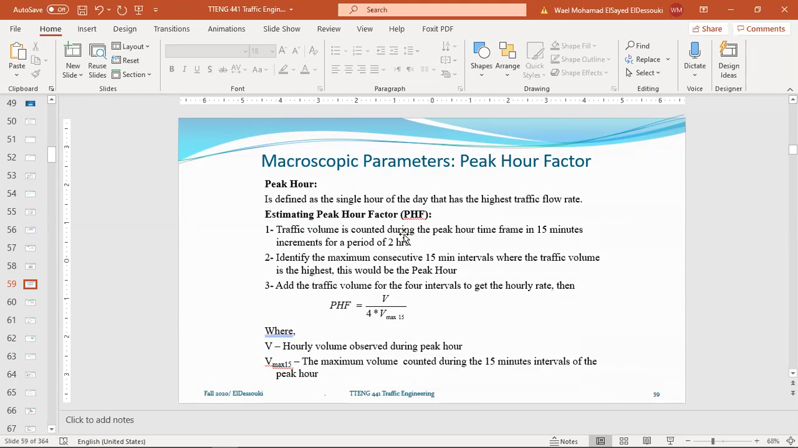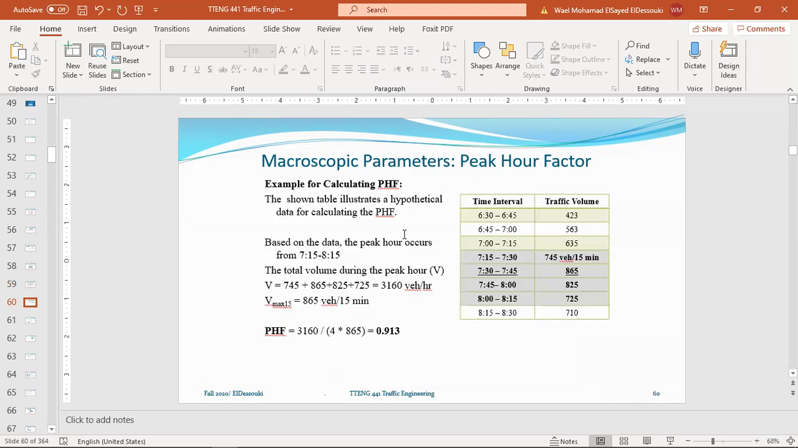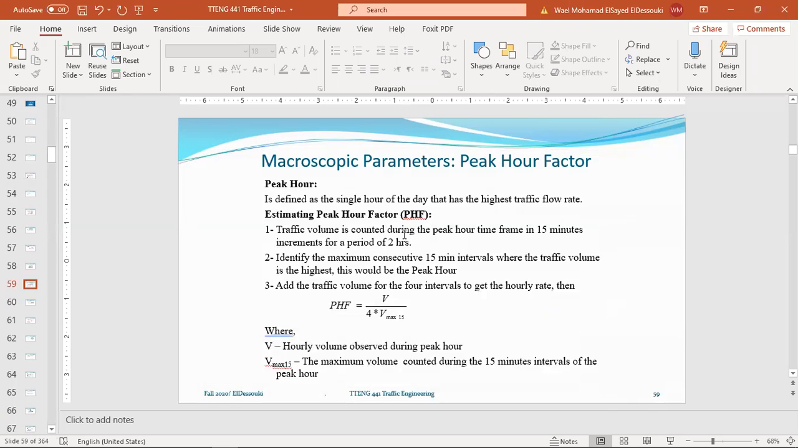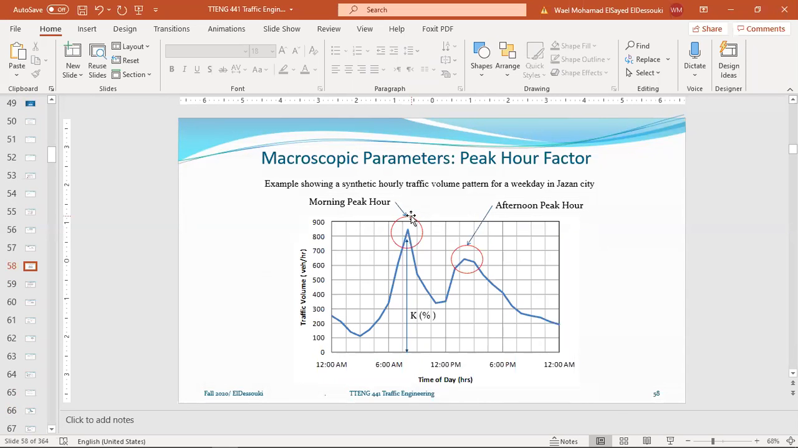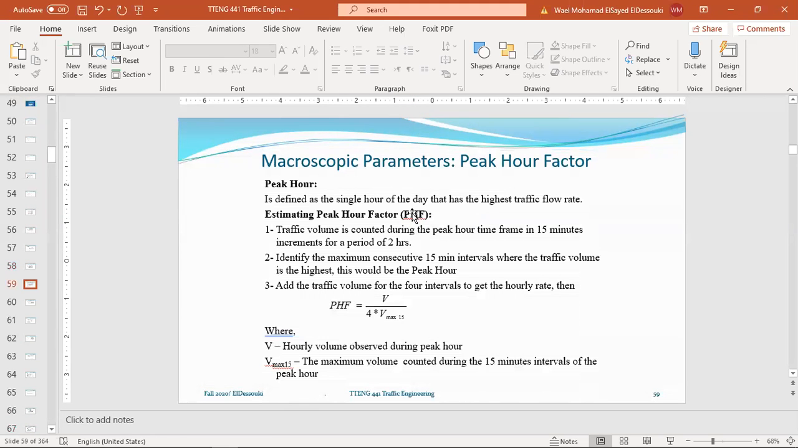What is the peak hour factor? The peak hour factor is basically how we can estimate. Okay, first of all, what's the definition of peak hour? Peak hour is basically the single hour of the day that has the highest volume. Okay, so that's the peak hour. How can we estimate the peak hour factor?